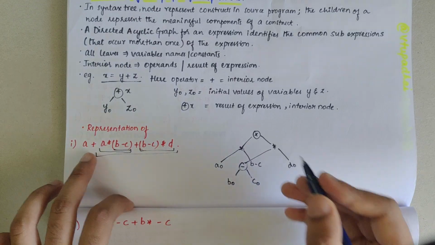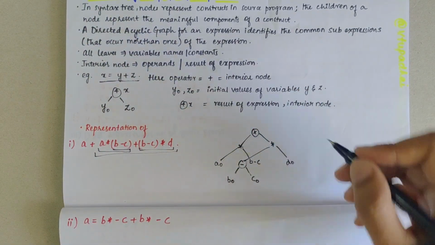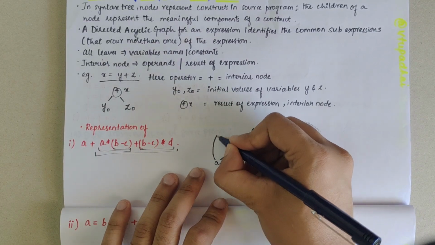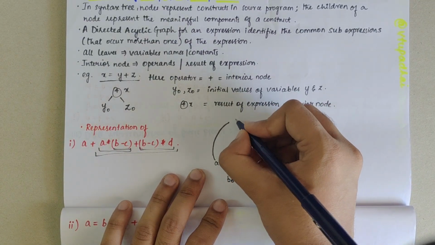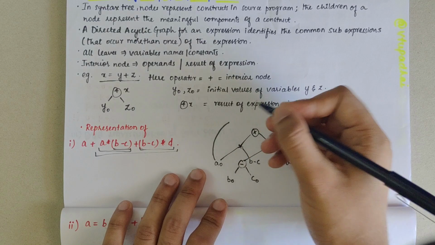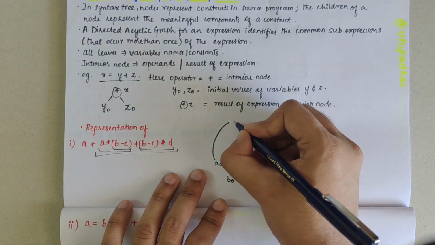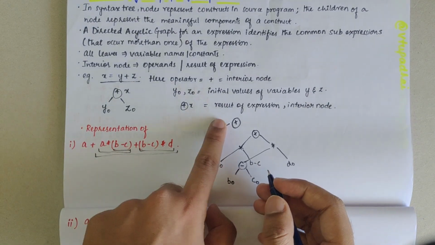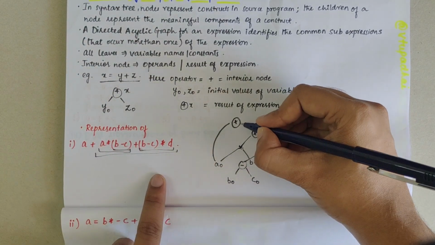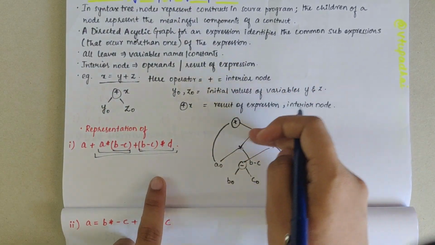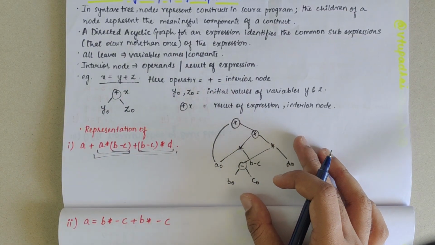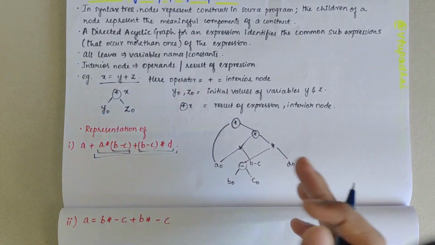Now I have a here, so a naught is here. A naught was the initial value, it is not being used, so I'll take a naught and add it here. A naught is on the left hand side, and on the right hand side I have all these values. So this was the construction of the directed acyclic graph for the first expression.